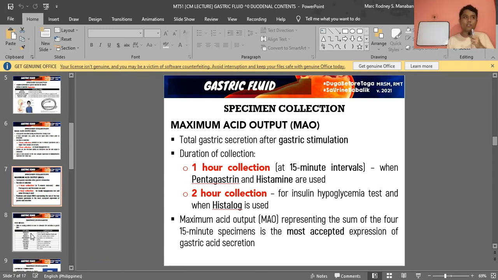Okay, remember that gastric fluid is really secreted if there is stimulation or if there is food for digestion. So the maximal acid output tells you this is the total amount of gastric acid that can be obtained from a patient after stimulation. The basal is just without any stimulation, so in a way it is for comparison purposes. Okay, your basal and maximal acid output.